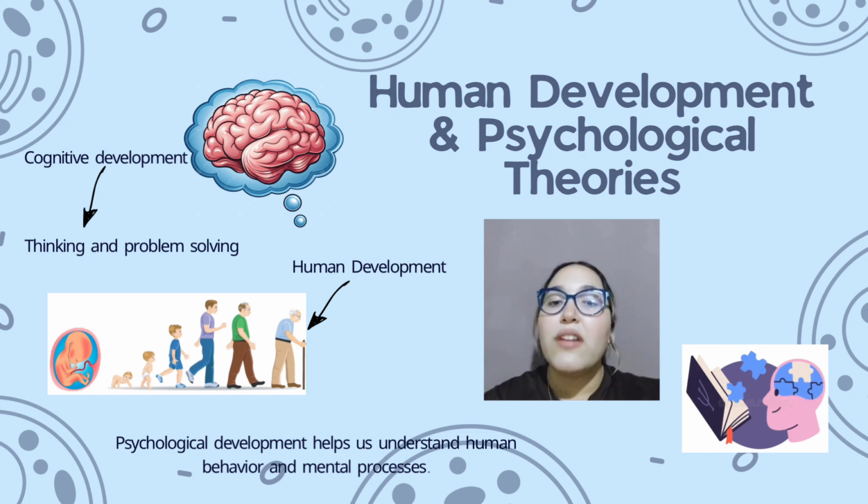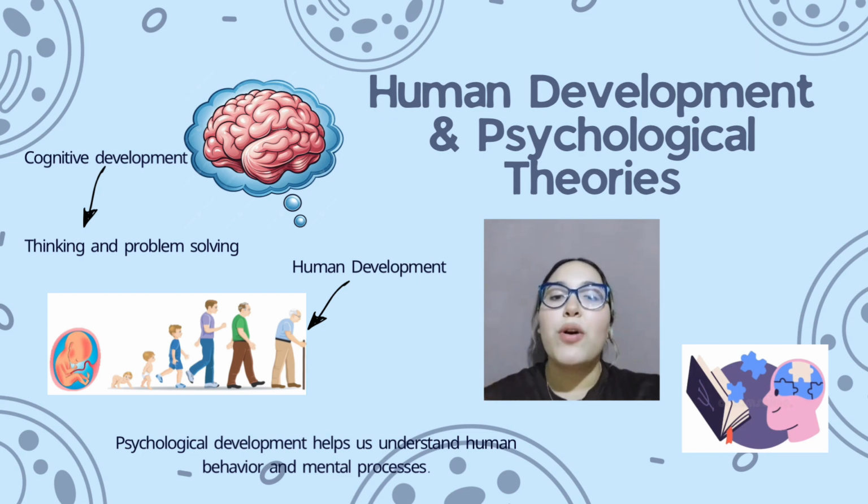Third, adulthood is the stage of maturity. Adults usually have work responsibilities and family roles. This stage requires decision making and responsibility. Finally, old age is the last stage of development. It includes physical changes and memory changes. Older adults also gain life experience and wisdom.